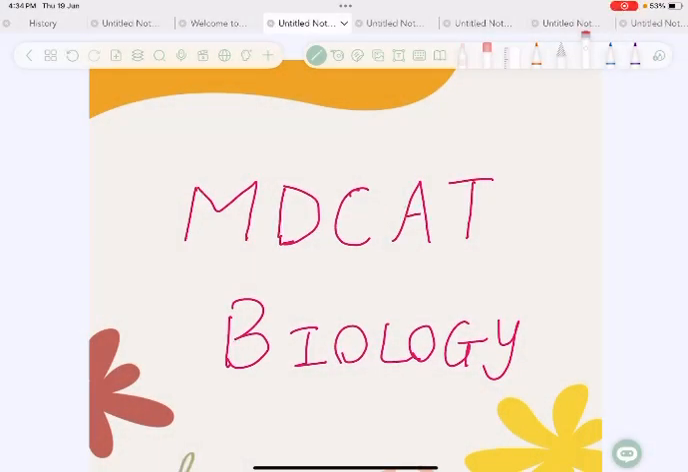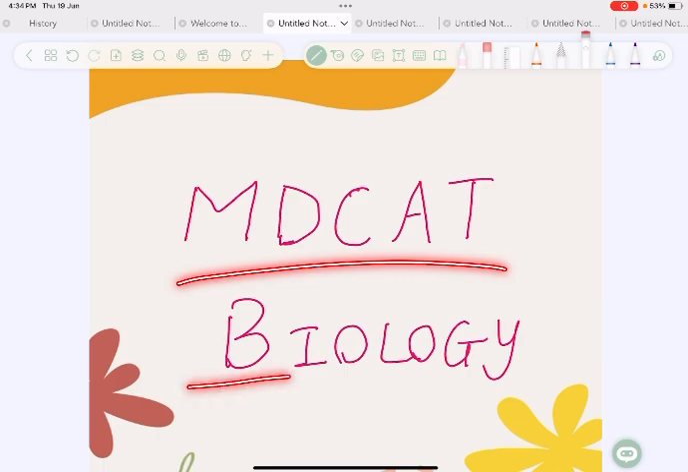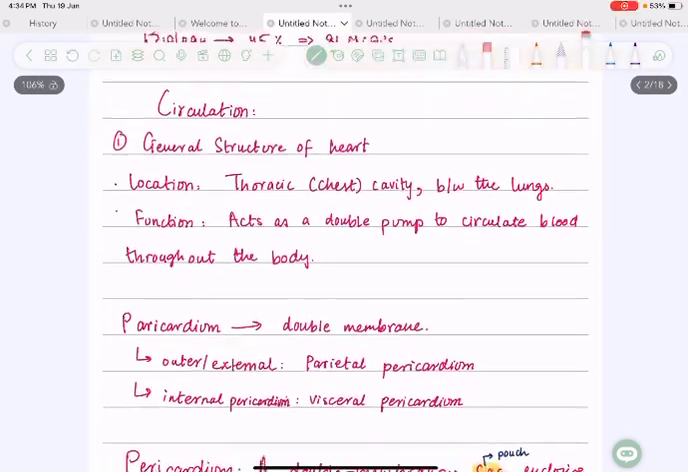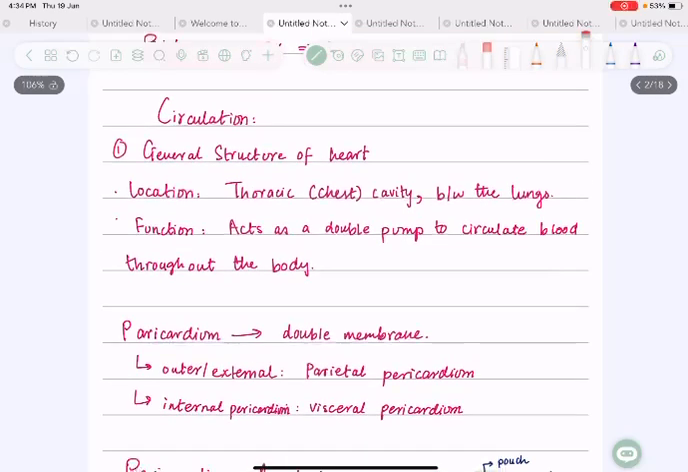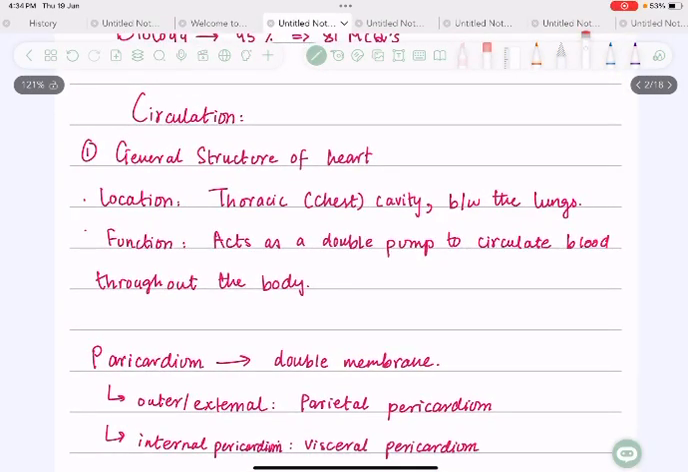Hello everyone. Today we are going to study the chapter Circulation of MDCAT Biology. As you all know, now in MDCAT 45% of the questions will be from biology, which means 81 MCQs. So this chapter is circulation. Let's begin. What you need to know is the general structure of the heart.